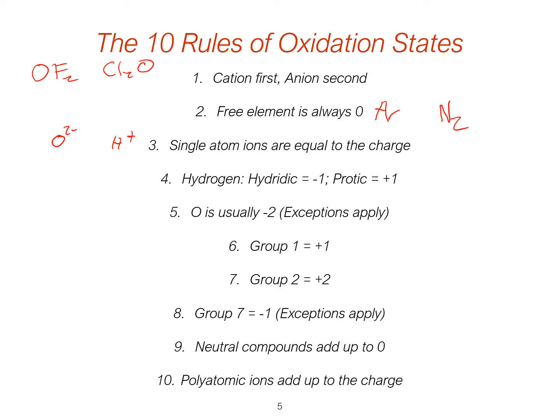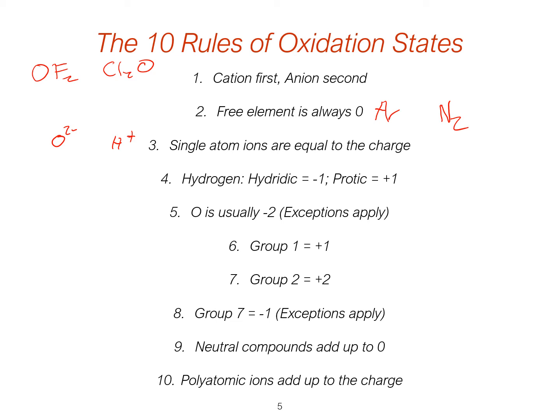Hydrogen, the hydridic hydrogens, so this is when hydrogen is more electronegative than what it's bonded to, is in a -1 oxidation state, and a protic hydrogen, when hydrogen is bonded to something more electronegative than itself, is in +1 oxidation state. Oxygen itself, usually -2. It's a really nice place to start off when you're working out oxidation states. If there's not hydrogen involved, look at the oxygen, it's usually -2, but exceptions apply.